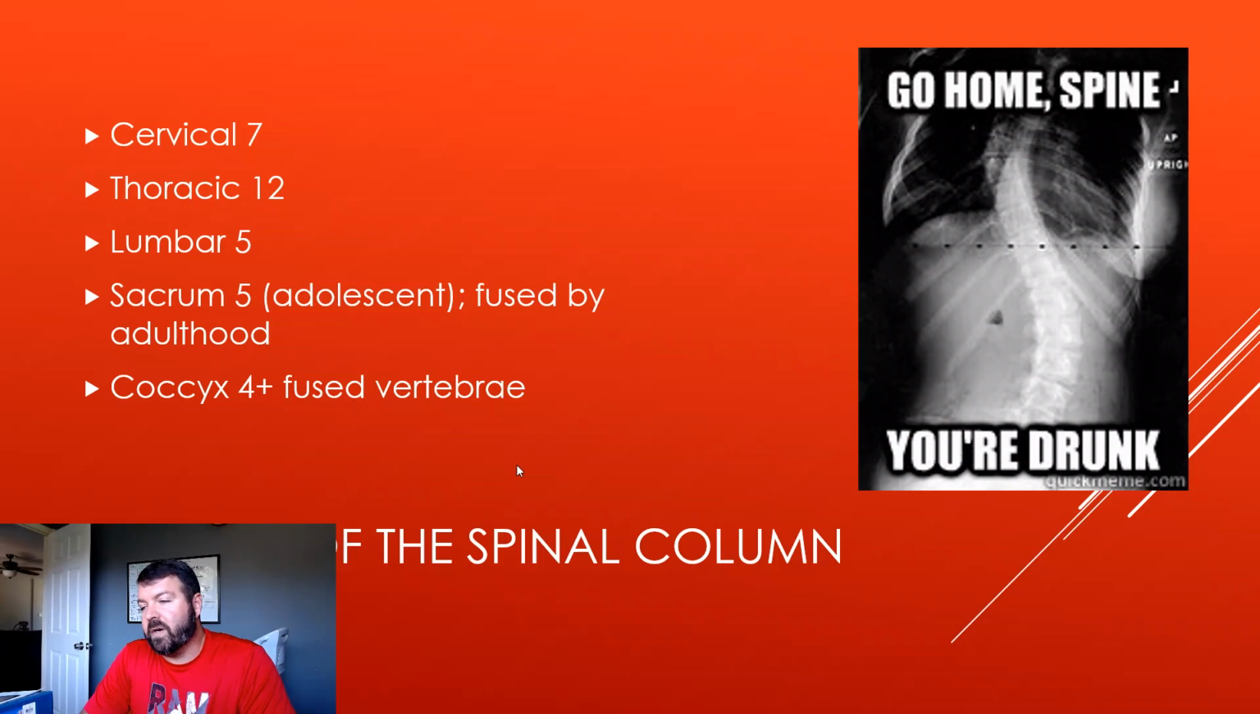Okay, so your cervical spine has 7 sections. Then you have 12 thoracic vertebrae, and then 5 lumbar, and then 5 sacrum. And then 4 plus or minus coccyx bones.